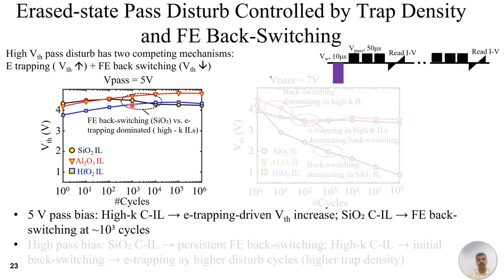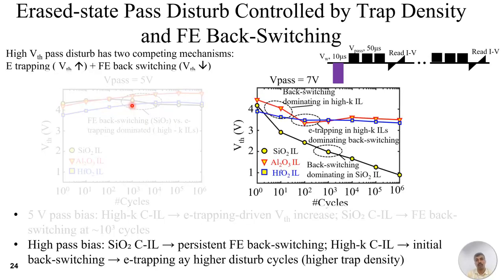To further confirm these dominant disturb mechanisms, we apply an even higher pass voltage of 7 volt, and we see that in SiO2 CIL, which is the black curve, the device's VTH tends to reduce after repetitive application of disturb cycles, which suggests that ferroelectric back switching is the dominant disturb mechanism.